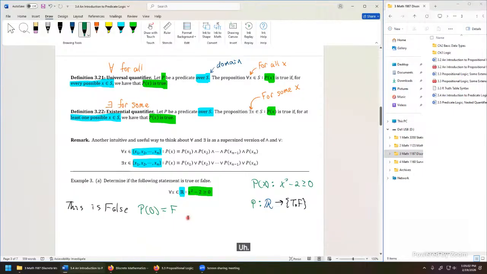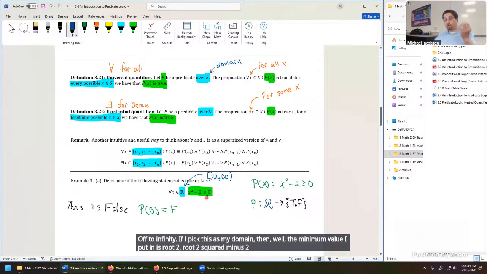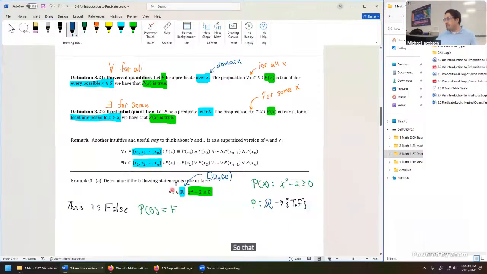Could we find a way to modify that left side, the upside down A x, to make this predicate true? I believe you could. Instead of having R there, you could flip that to something like square root of 2 off to infinity. If I pick this as my domain, then the minimum value I put in is root 2. Root 2 squared minus 2 is 0, but that qualifies as a true statement. And any other larger real number I throw in there is going to make this true as well. So that's one way to do it, just change the domain.